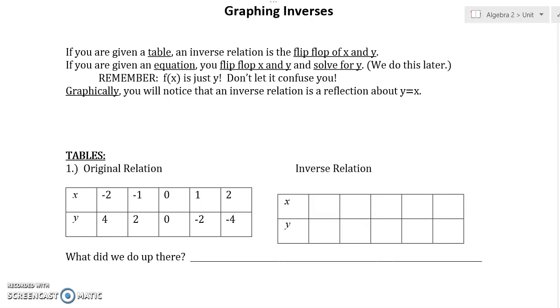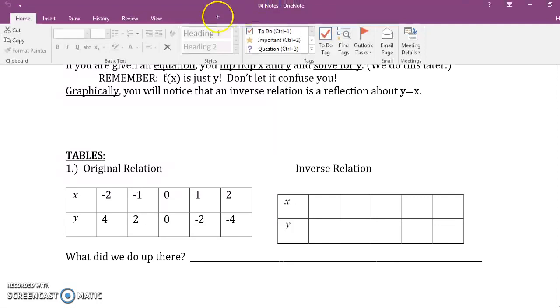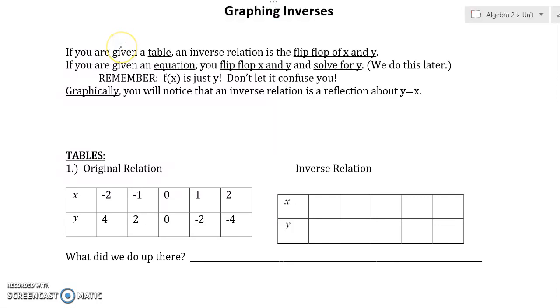If you're given a table, an inverse relationship is a flip-flop of x and y. So let me show you what that looks like. If I give you a table and the original relationships are -2, 4, the inverse relationship just ends up being switched. So it would be 4, -2. For -1, 2, it ends up switching to 2, -1. The signs stay the same, just x and y flip.